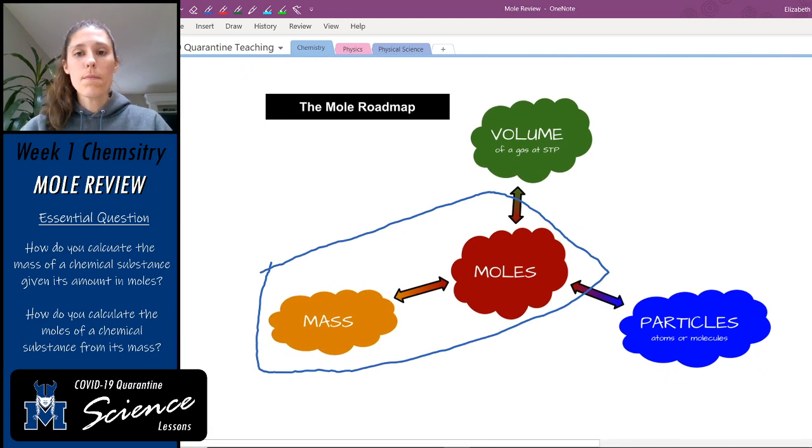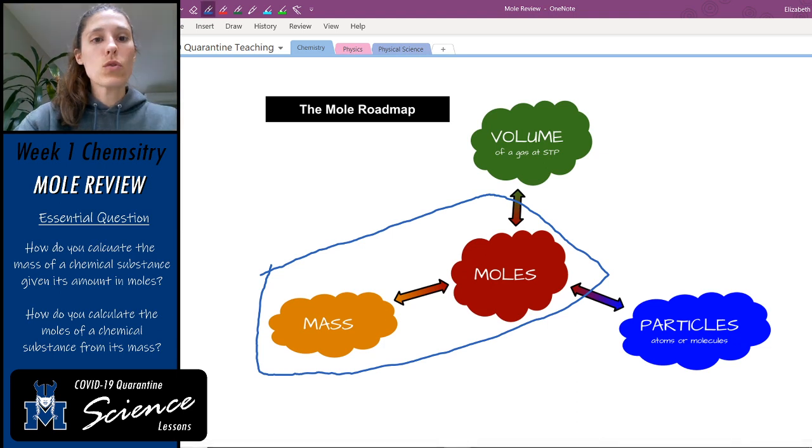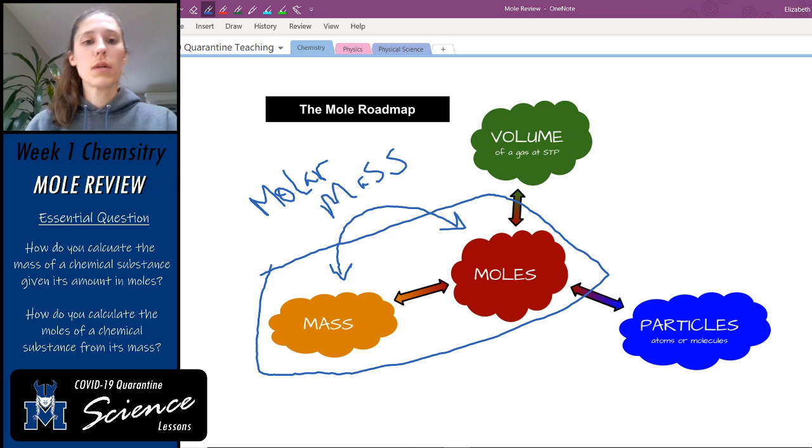If you remember our mole to mass conversions, we needed to do side calculations of molar mass to figure out that conversion. So when we're converting between mass and moles, we're going to need to calculate molar mass. The molar mass becomes important. Oh, geez, my writing is not great.